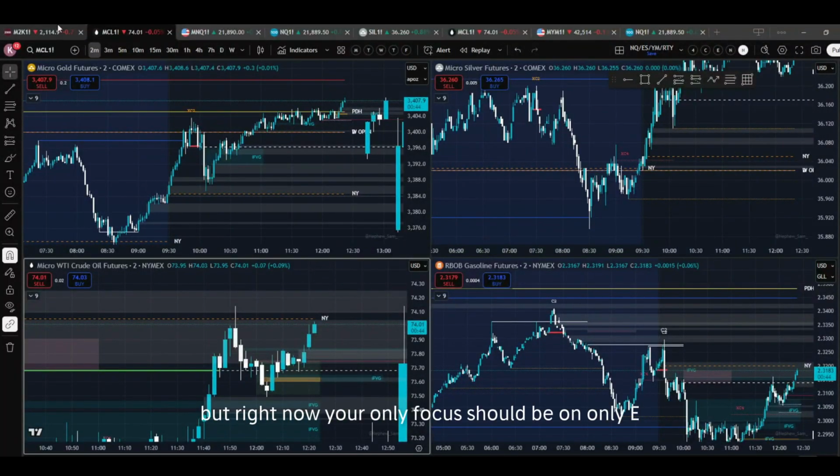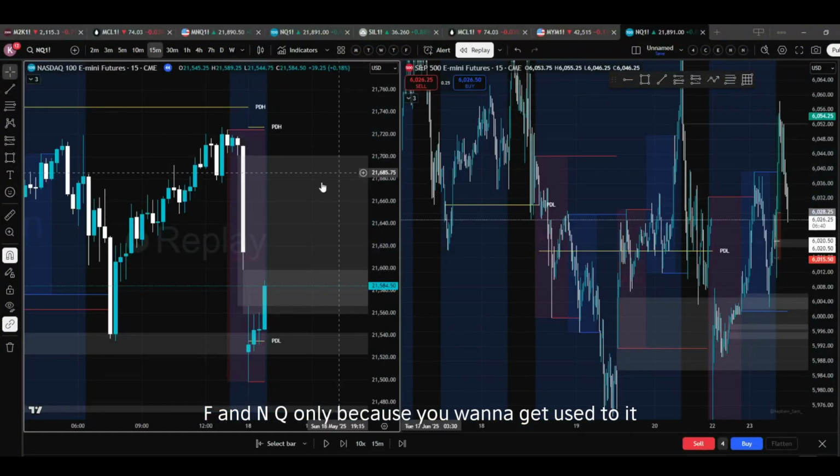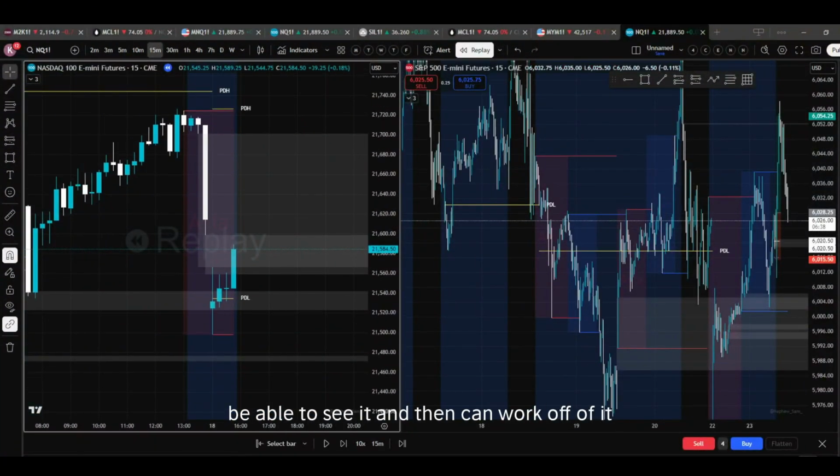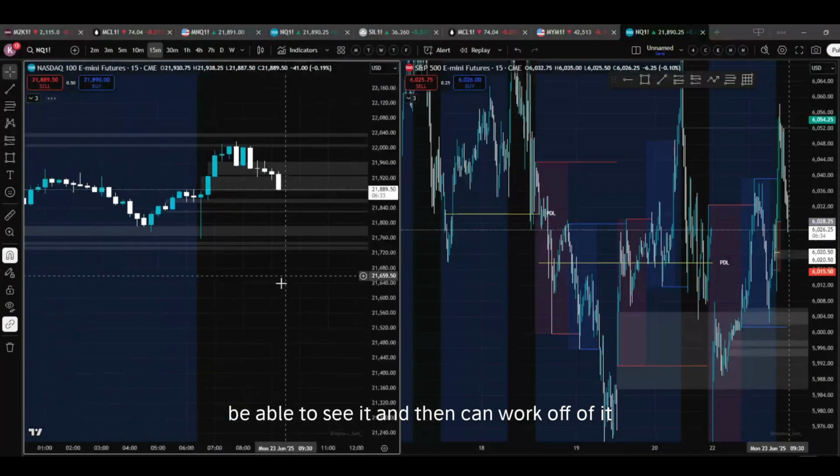But right now, your only focus should be on only ES and NQ, only because you want to get used to it, be able to see it, and then work off of it.